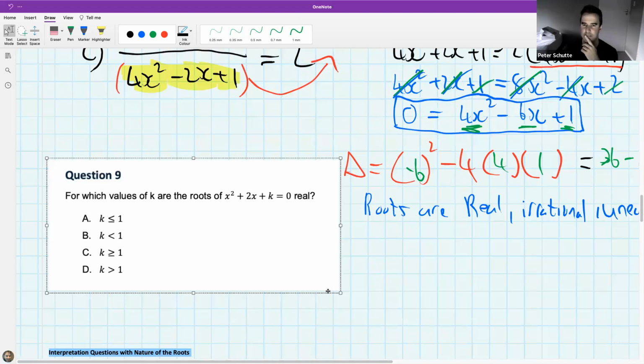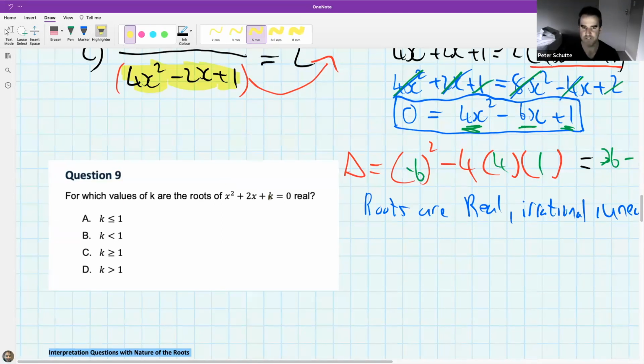It is a different type of question. So C is a variable. Normally in the past, we were given like a 3 or 5. Now we have a variable K. And the question says, for which values of K are the roots real?